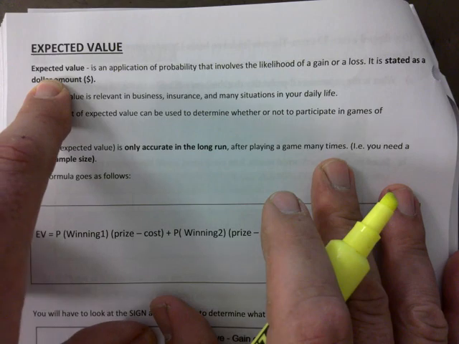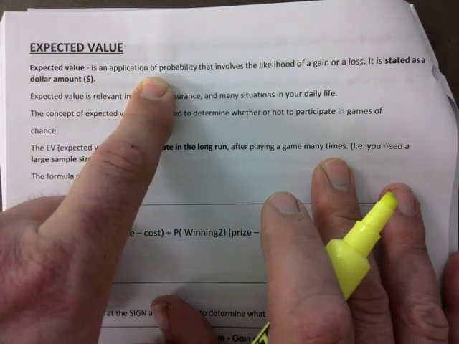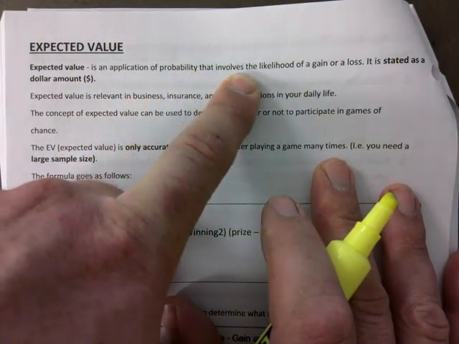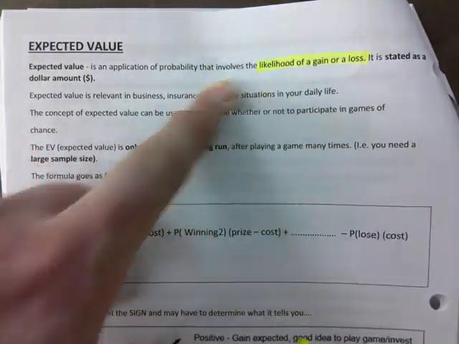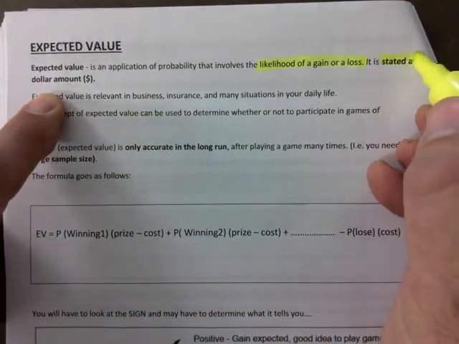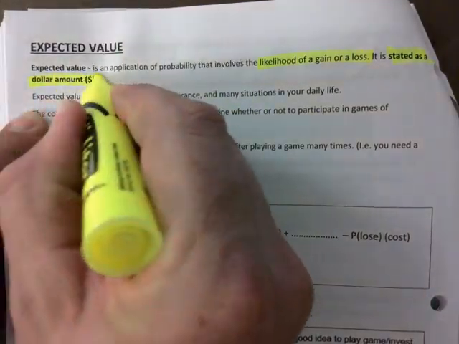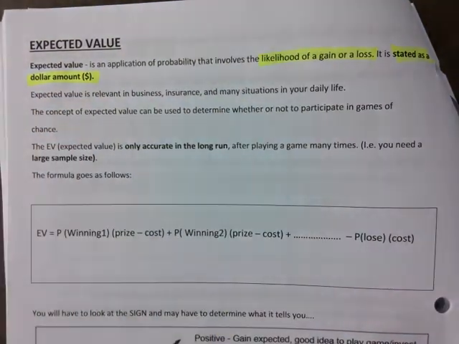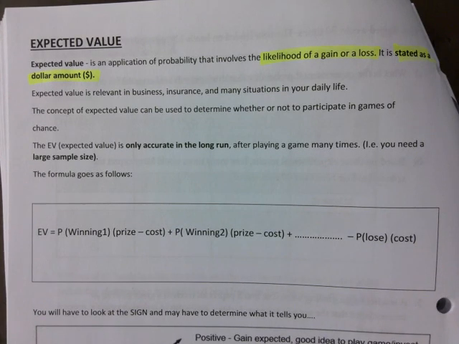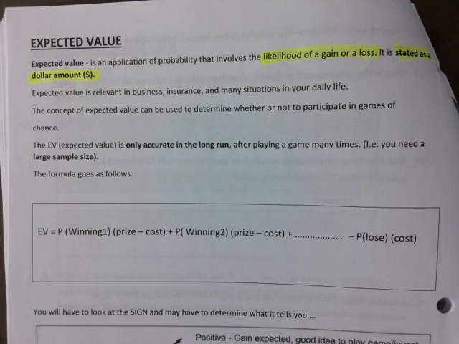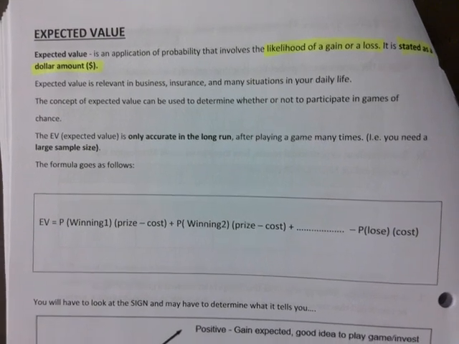So expected value is an application of probability that involves the likelihood of gain or loss, and it is stated as a dollar amount. Okay, expected value ends up being a dollar amount. It is relevant in business, insurance, and in many situations in your daily life.